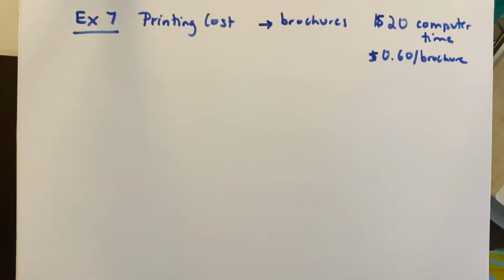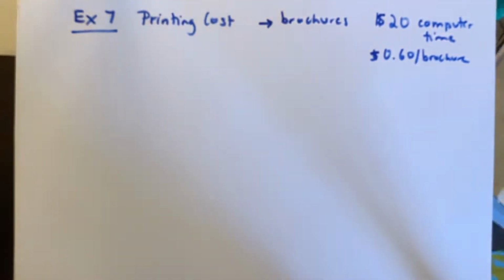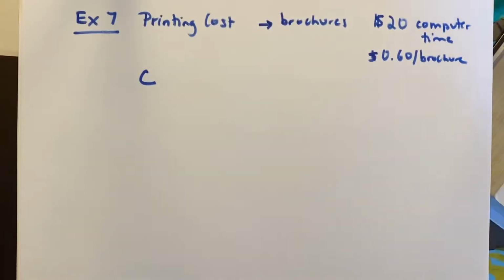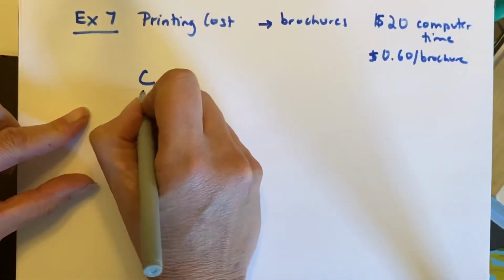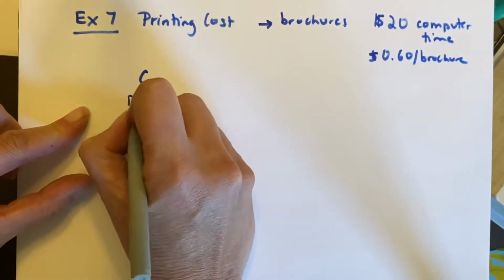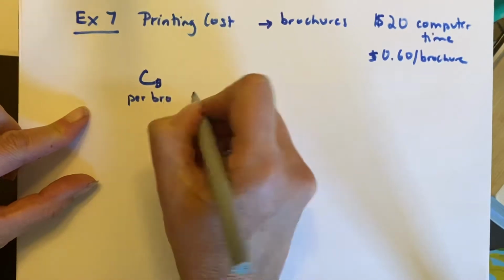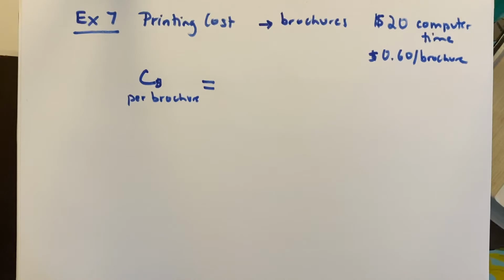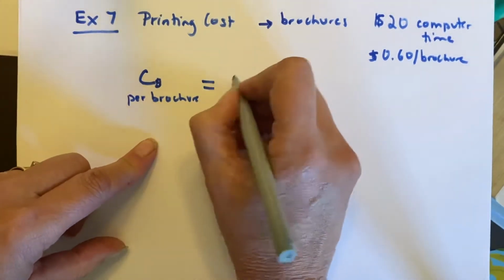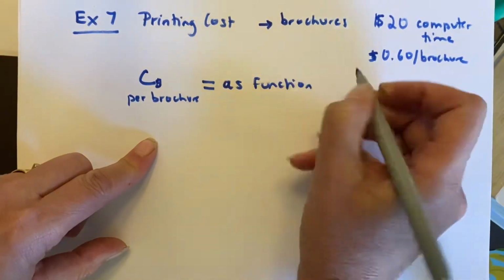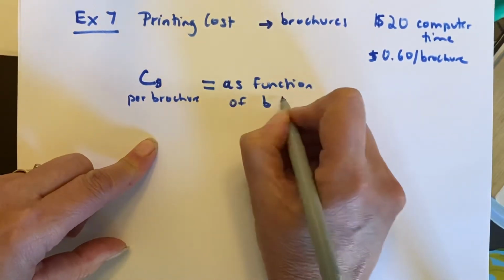Okay, write and graph an equation that gives the average cost in C dollars per brochure. Remember, these are always per brochure. This is in dollars, C dollars per brochure. So it's the average cost per brochure as a function of the number B of brochures printed. So as a function of B brochures.